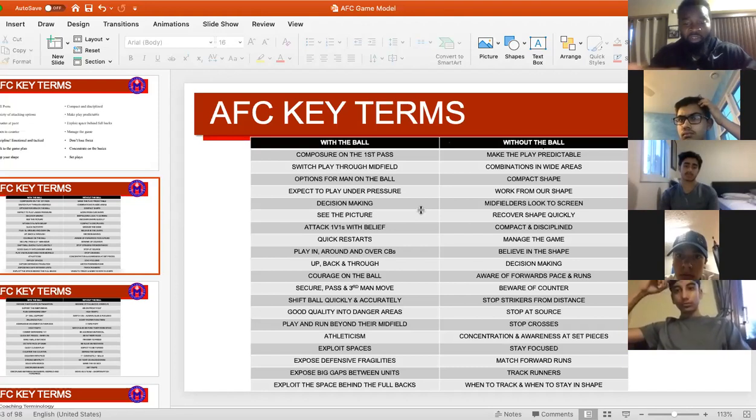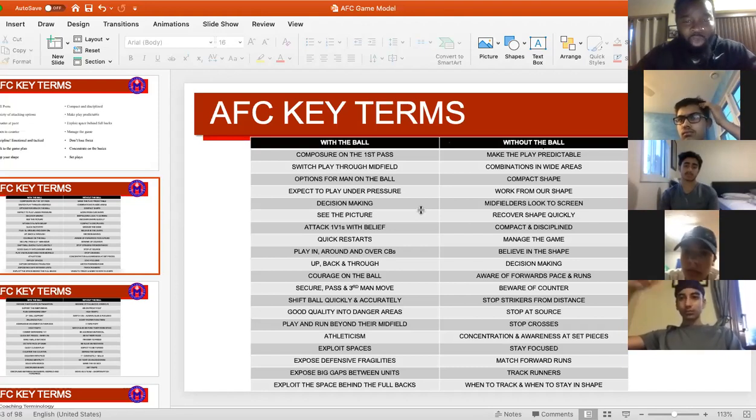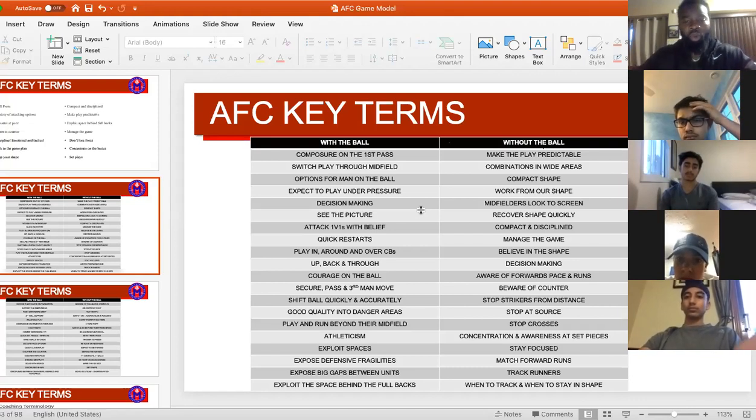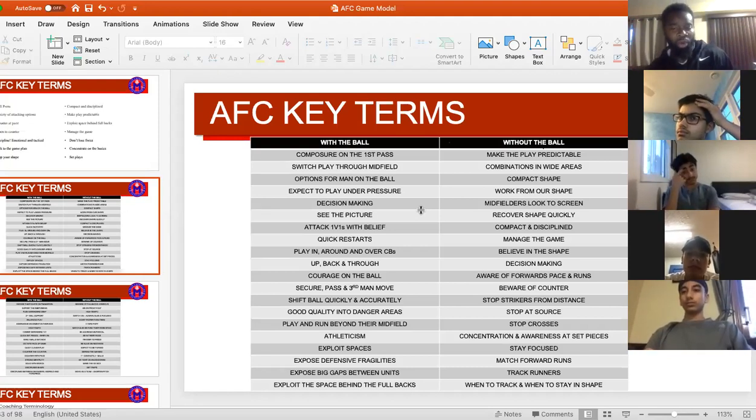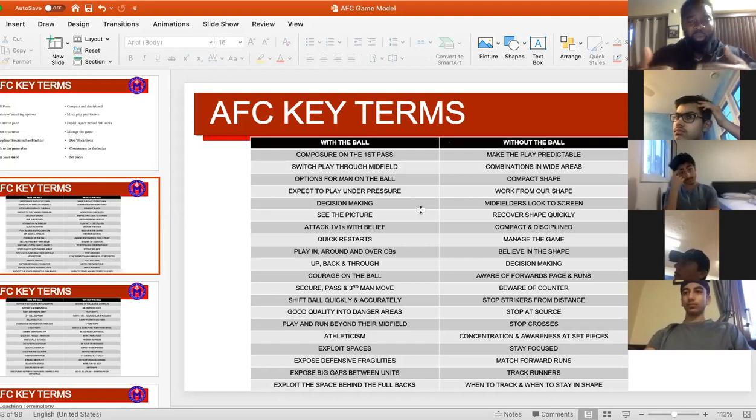That means you know that you're receiving the ball with someone right behind your back. So you expect to play that ball under pressure, right? Decision making, see the picture. You want to always see the picture. Attack 1v1 with belief. You cannot be attacking 1v1 thinking, oh, I'm going to lose the ball, oh, I'm not going to get by that guy. No, attack with belief, right?